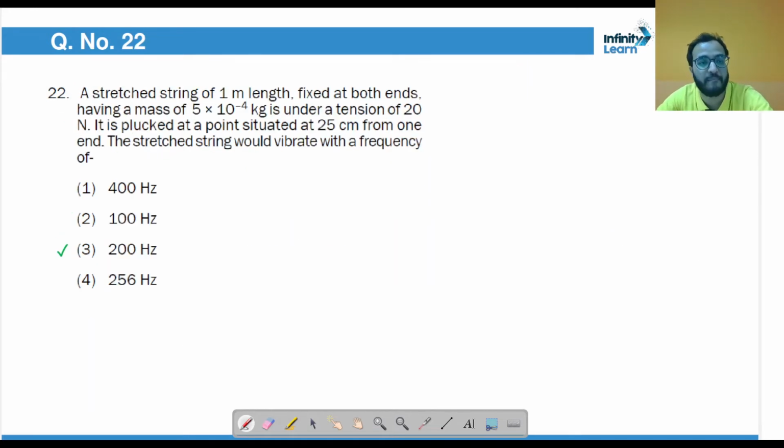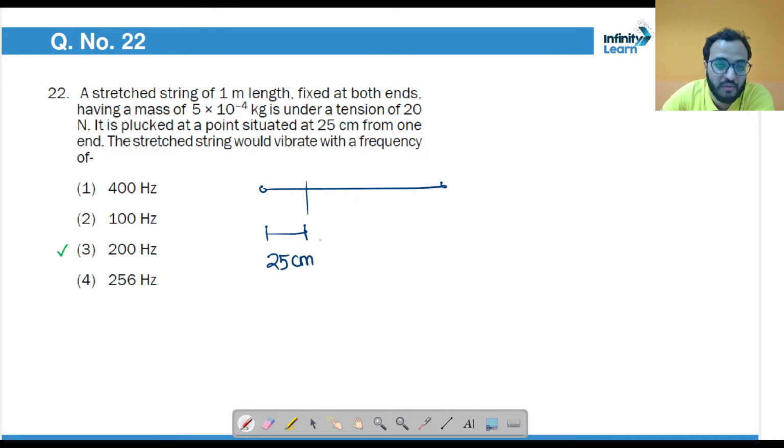Ones are ones. So the answer is exactly 1. Now, a stretched string of length 1 meter is fixed at both ends. There is a string which is fixed at both ends and it is plugged at a distance of 25 centimeters. If it is plugged, that means here an antinode will form.